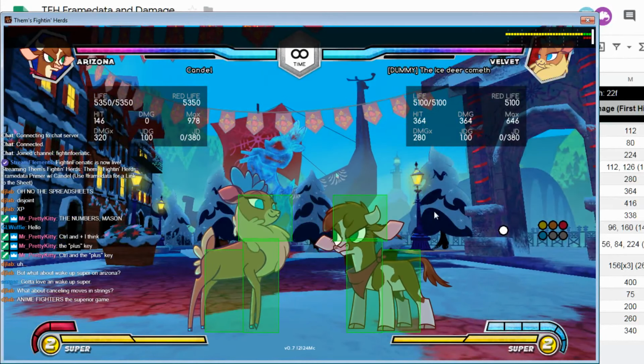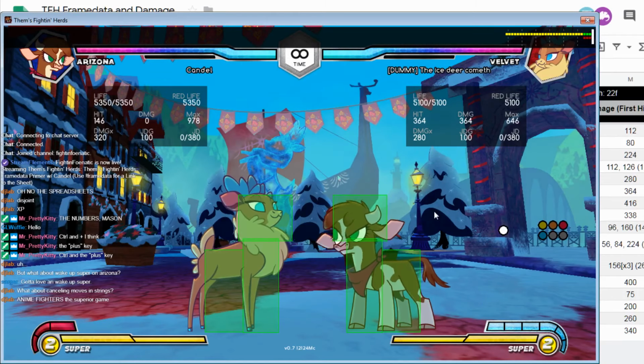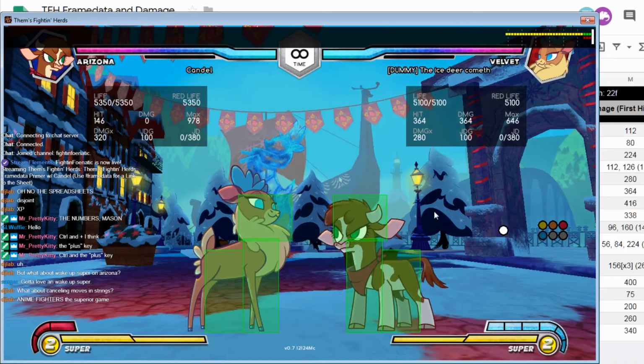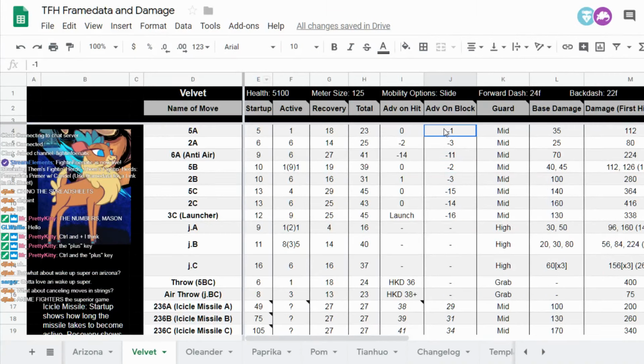See, it would make sense for me to try to challenge in that negative 3 situation, but there's also the problem that she can just cancel further into her string and counter hit me. So, looking at this frame data, it's like, alright, so why does advantage on block matter at all if the opponent can just keep canceling down the line?